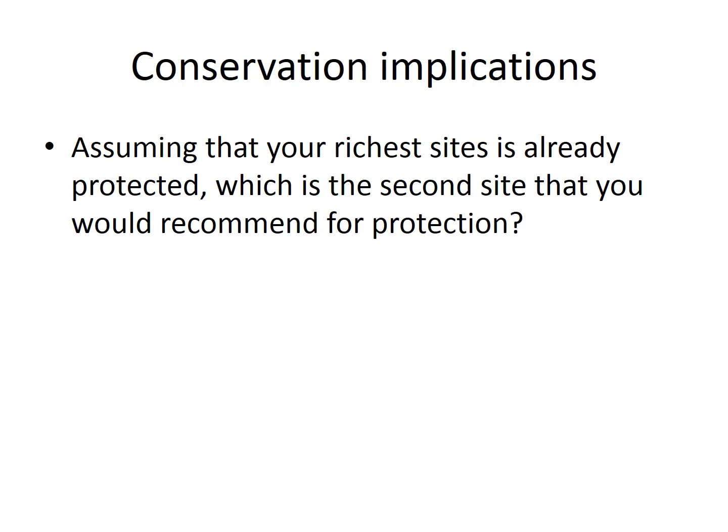Okay, so you have now determined the similarity in species composition between your richest site and your 4 other samples. Which sample would you then list as your second priority for conservation? The answer here, of course, would be you want the site with the lowest similarity, because the lowest similarity is the same as the highest complementarity.